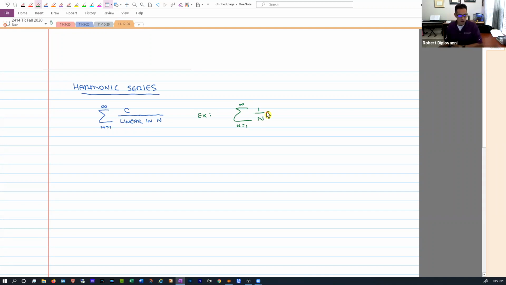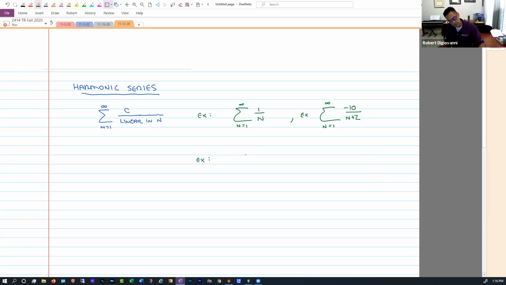We have a constant on top, right? Constant is 1. And then the denominator is just n. Do you agree that n is linear? It's not squared or anything else. So that's linear. That's harmonic. Let me give you another example. Sum n equals 1 to infinity of negative 10 over n plus 2. That's harmonic because it's a constant over a linear expression in n.